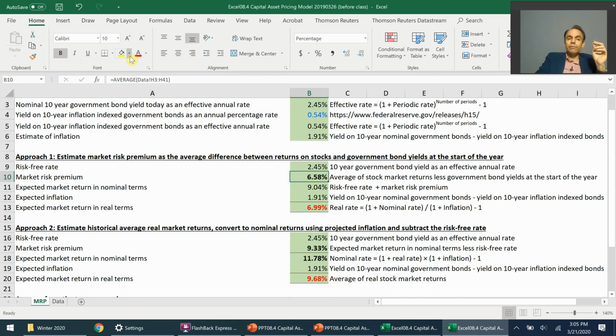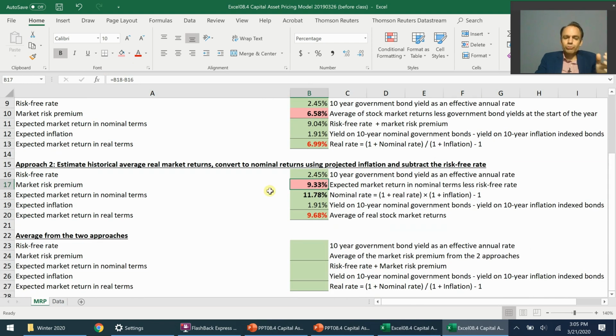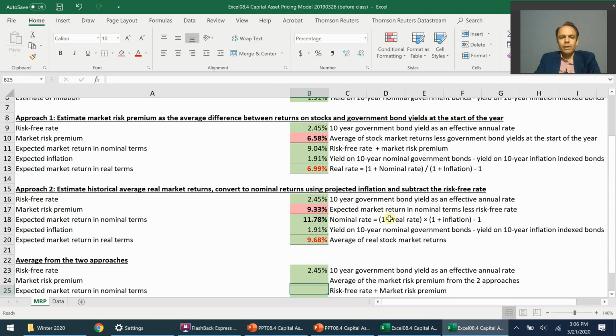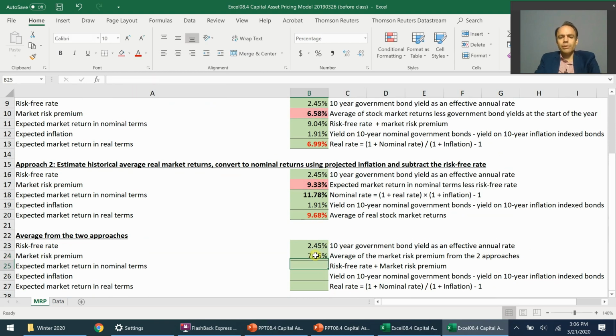So now I've got two estimates of the market risk premium, and I'll shade those in pink. If I take an estimate of the historical average market returns minus government bond yields, that would give me 6.58%. But if I start with an average of historical real returns, factor in today's inflation rate estimate, and then take away the risk-free rate, I get an estimate of the market risk premium of 9.33%. I don't know which of those assumptions is true, so I'm going to take an average of the market risk premium from both assumptions. I'm going to take my risk-free rate of 2.45%. I'm going to take an average of the market risk premium from both of these estimation techniques. I'm going to add the risk-free rate plus the market risk premium together to give me an estimate of the expected market return in nominal terms of 10.4%.